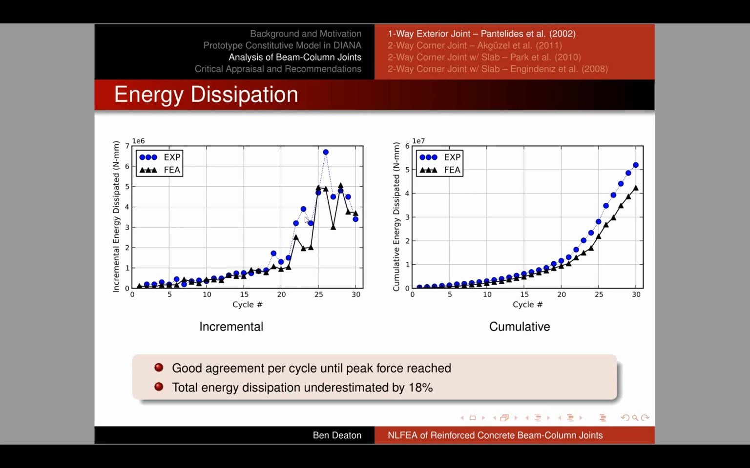You can notice that even though we're slightly underestimating, we're tracking the trend here, and by the end, we're again agreeing pretty well. So the cumulative energy dissipated shows very close agreement between the experimental and numerical result.